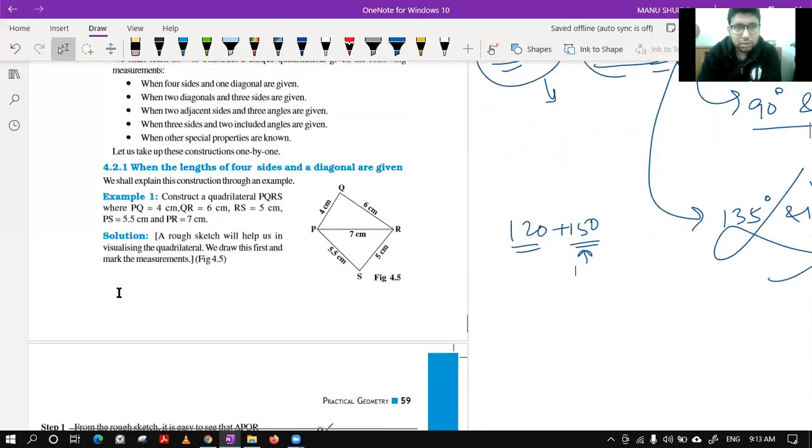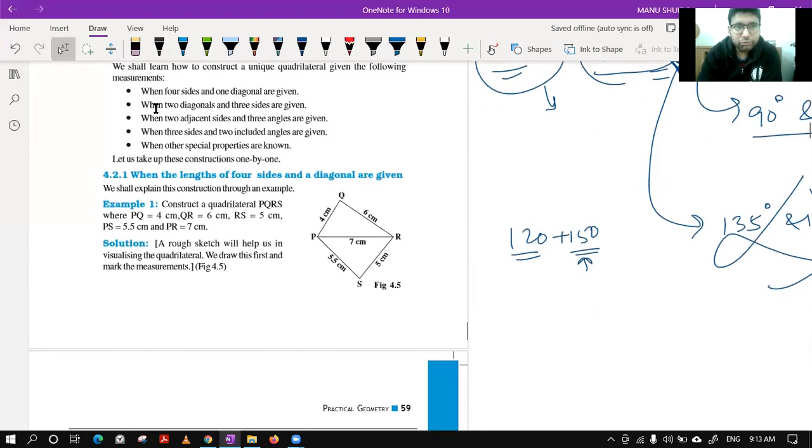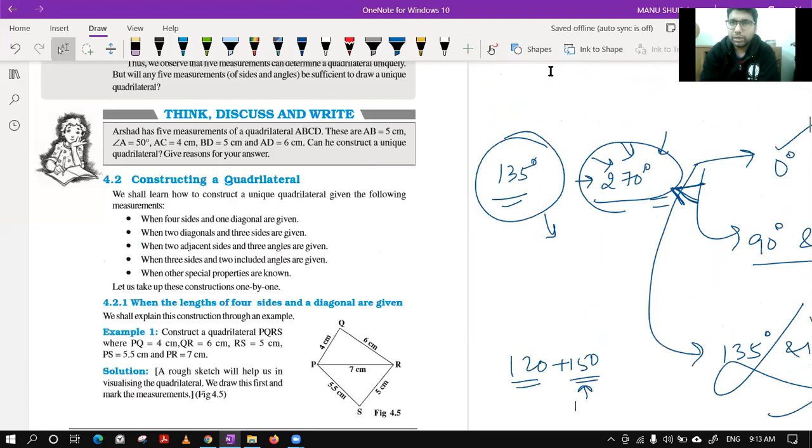Tomorrow we will start making a quadrilateral if four sides are given to you and one diagonal is given to you. So we will try this one. We have total 1, 2, 3, 4, 5 cases we are having to draw a quadrilateral. We will discuss all of them. Okay, in tomorrow's class. Let me stop the recording.